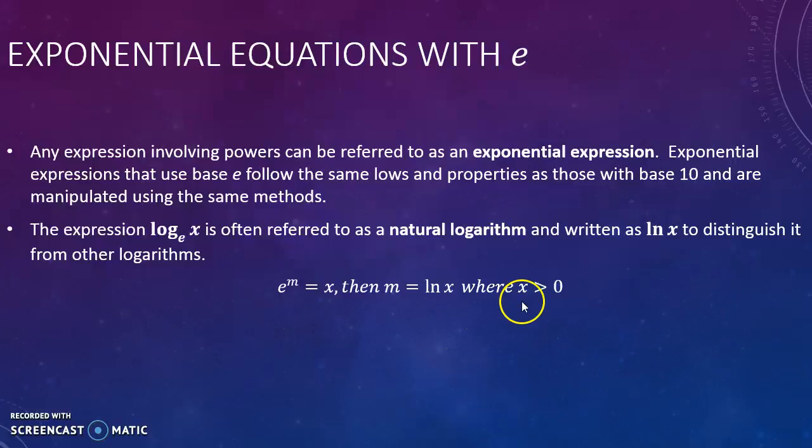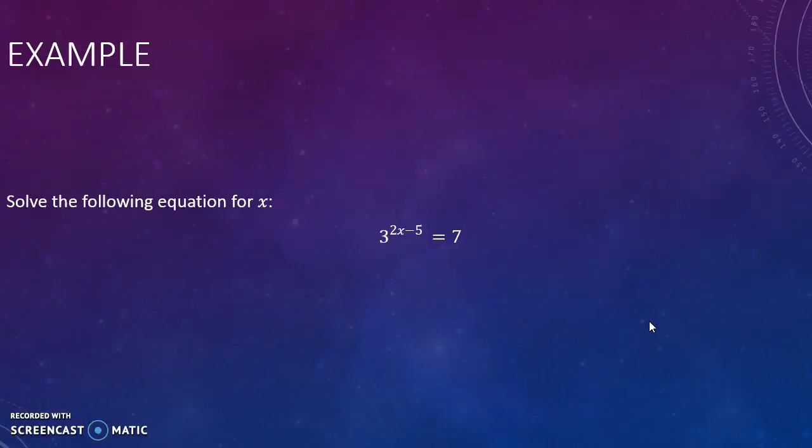So this is our general form: e to the power of m equals x. Then we can rewrite that as m, so the index, equals the natural log of x, where x is greater than 0. So we're just going to look at solving problems using natural logs. Now we could solve this equation, or solve for x in this example, using logs to base 10, so take the log of both sides. We can also use the natural log.